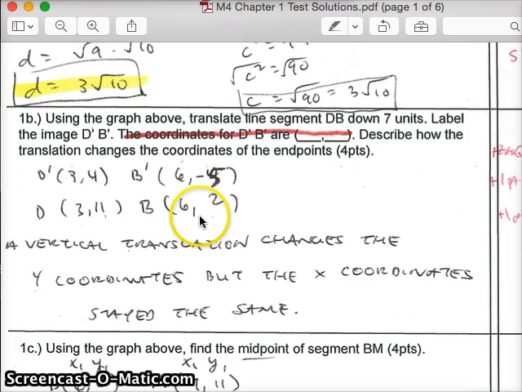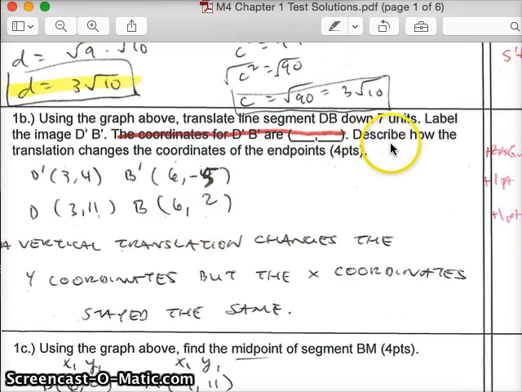Now, if you have these ordered pairs here, it says describe how the translation changes the coordinates of the endpoints. So one thing that you can do is write down the original coordinates, and then after you translate it 7 units, you'll recognize that, do the x coordinates change, class? No. Do the y coordinates change? Yes. So a vertical translation changes the y coordinates, but not the x coordinates. Okay?